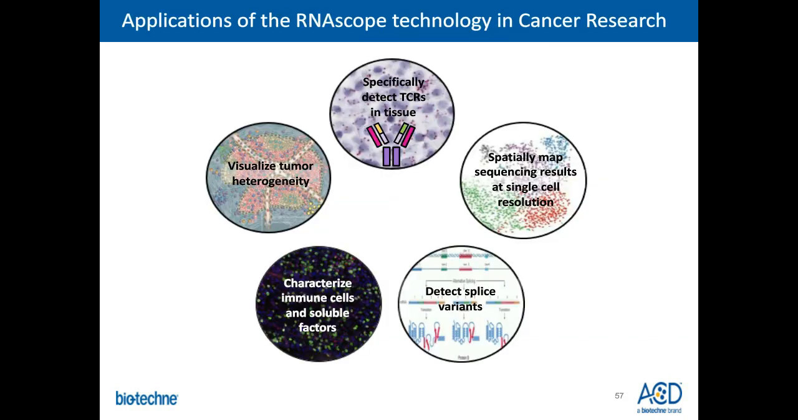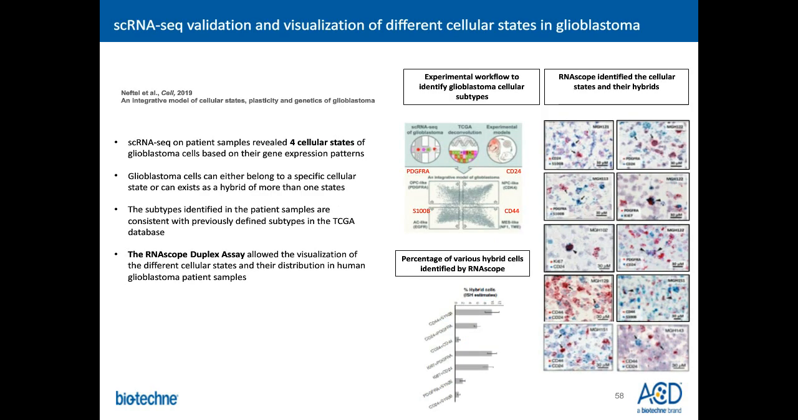We look at the application of the RNA-scope technology in validating single-cell RNA-seq data, which has come about as a significant technique in the last decade because it allows for detection of RNA expression at the single-cell level and gives you high throughput data analysis. In this particular example, this group of researchers from Harvard wanted to analyze glioblastoma tumors, and when they performed single-cell RNA-seq analysis, they identified 4 different cellular states in which glioblastoma tumor cells can exist. They identified specific markers associated with each of the states.